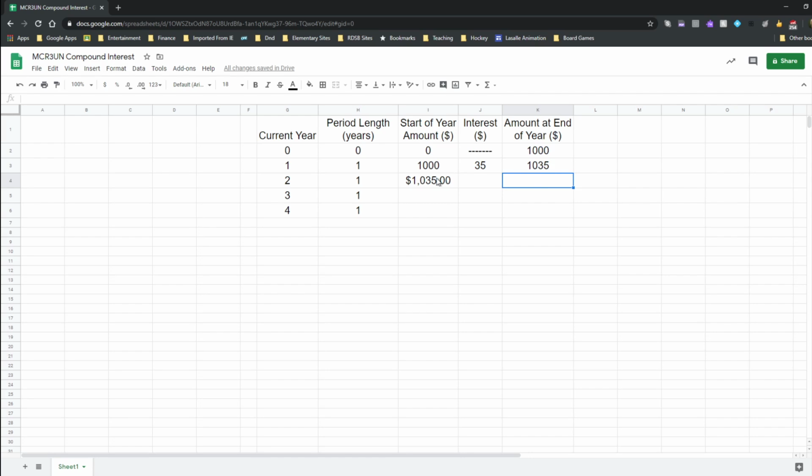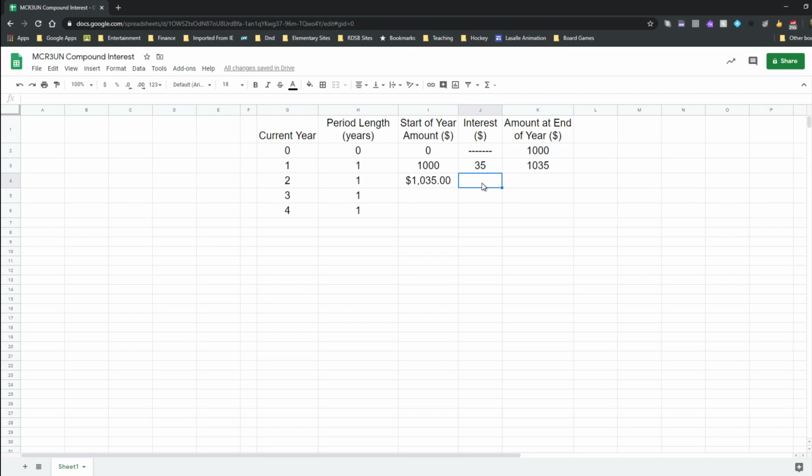Now I want you to notice what happened over here. It immediately matched what I put in there. And the reason it did that is because I said look at what the equation is of this cell. It's equal to K3. K3 is this entry. I want all of these start of year amounts to equal the previous end of year amount. All right?